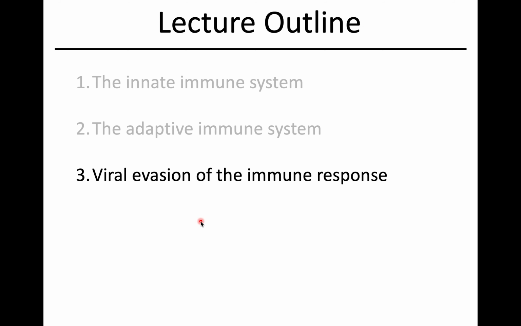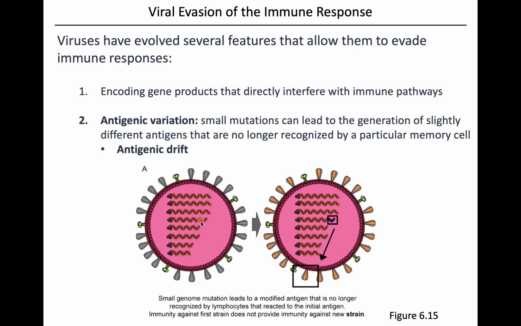Okay, so to finish this chapter out, let's talk about some ways that viruses can evade these immune responses that we've been covering. So we already talked about the idea that it's sort of an evolutionary arms race. But one way viruses can get around immune responses is by directly encoding gene products in their genome that will produce proteins that can directly interfere with immune pathways. And there's all kinds of examples of that, specific proteins made by viruses that block various aspects of the immune response in some way or another.